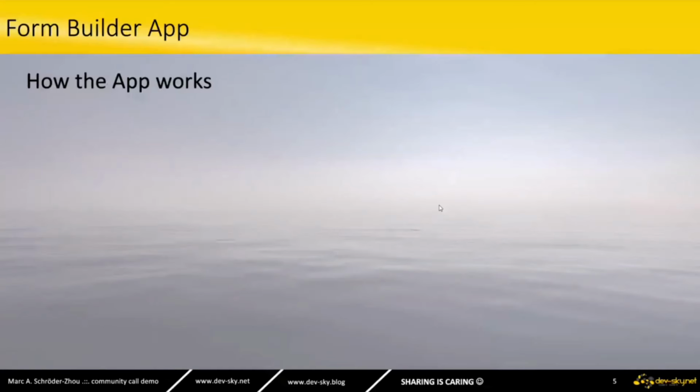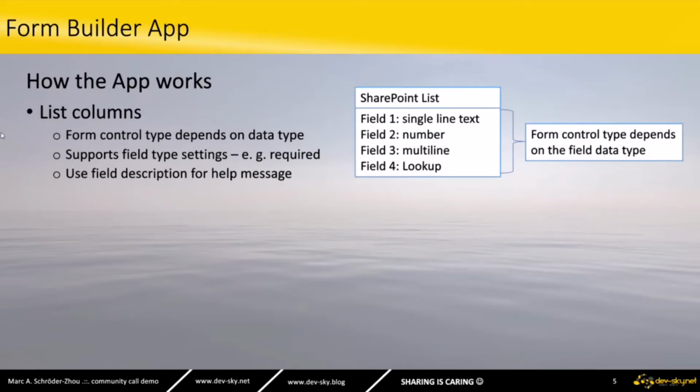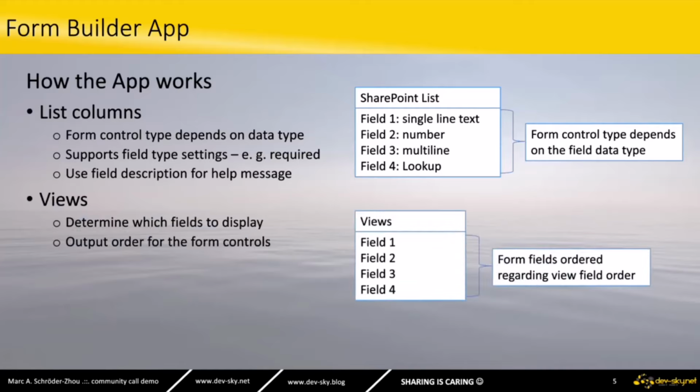So how does it work in detail? Allow me to explain a little more in detail. As I explained, to determine the needed form controls, the app reads the SharePoint list information, and especially the field and schema information. Based on this information, it is possible to determine the field type and all other specific field settings. For example, I can recognize whether the field is required or not. I use a field description to generate an information icon for it. Then I use a view to determine the desired order of the form controls.